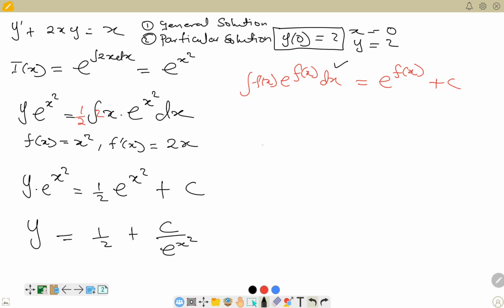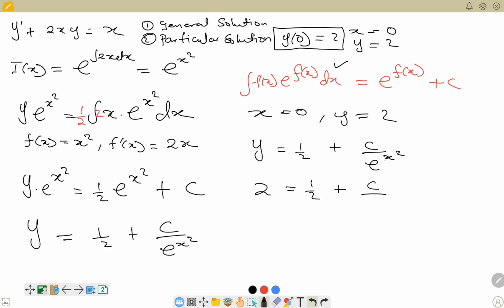Now let's find the particular solution. In the particular solution, we know that x is 0 and y is 2. We need to find the value of that constant in order to find the particular solution. From this equation, 1 over 2 plus c over e to the power x squared, we'll put 2 in the place of y. 1 over 2 is there. Then we will put 0 in the place of x.